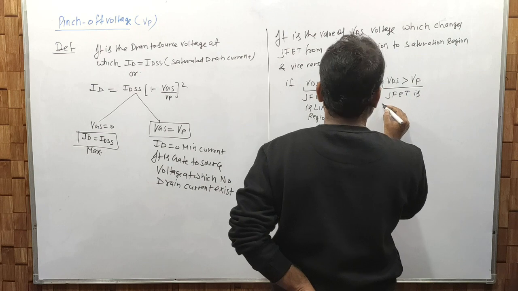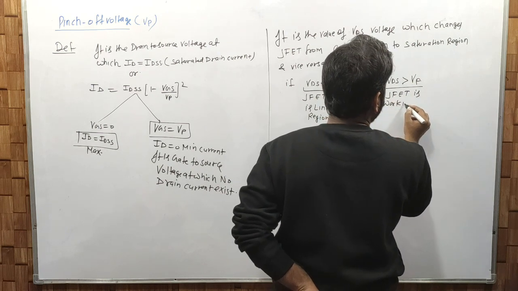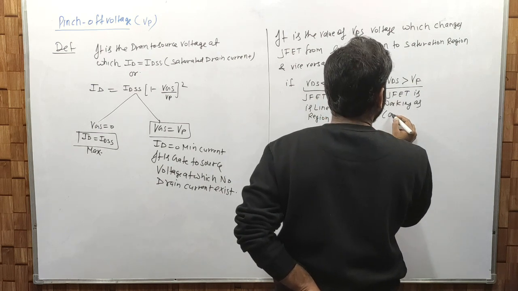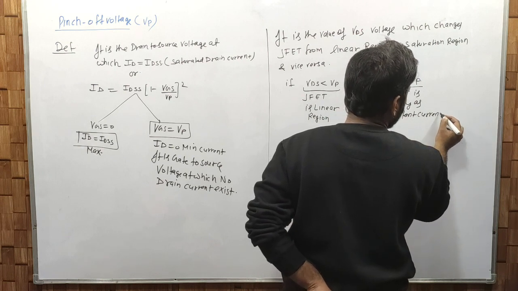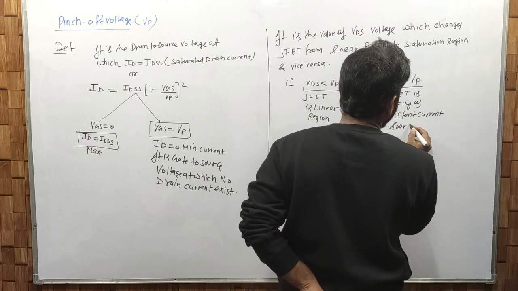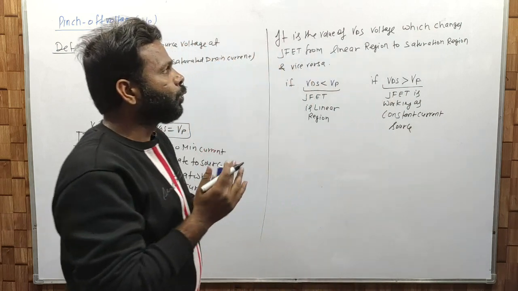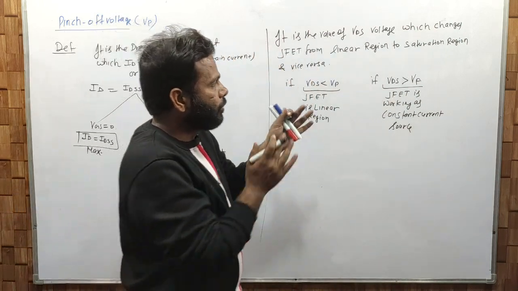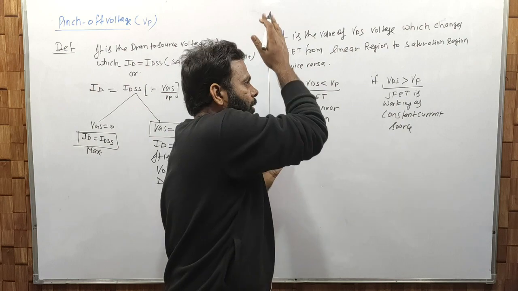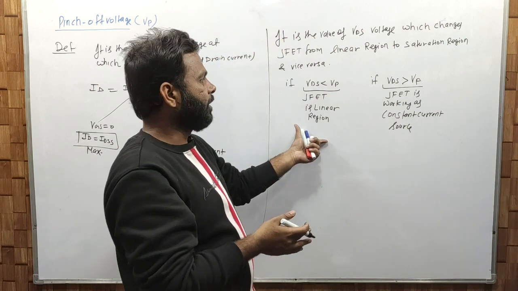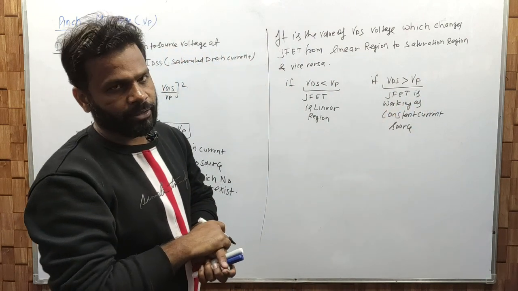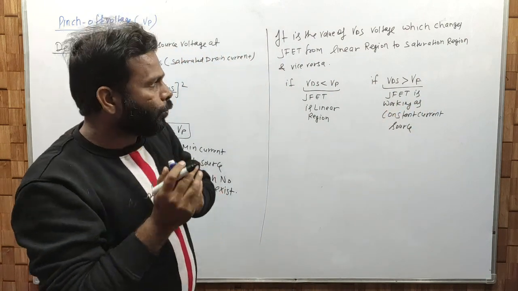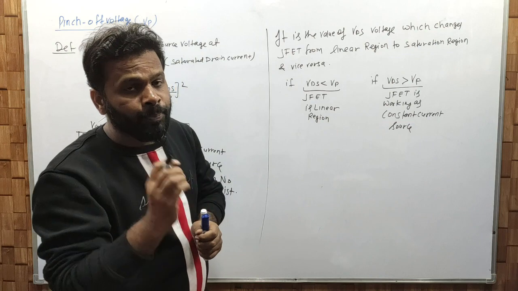working as a constant current source. So it is the boundary that differentiates between the two regions. When it goes left of this region, then you are in the linear region. When you move to the right of this region, then it is the constant current region. So it is the boundary between the two regions.